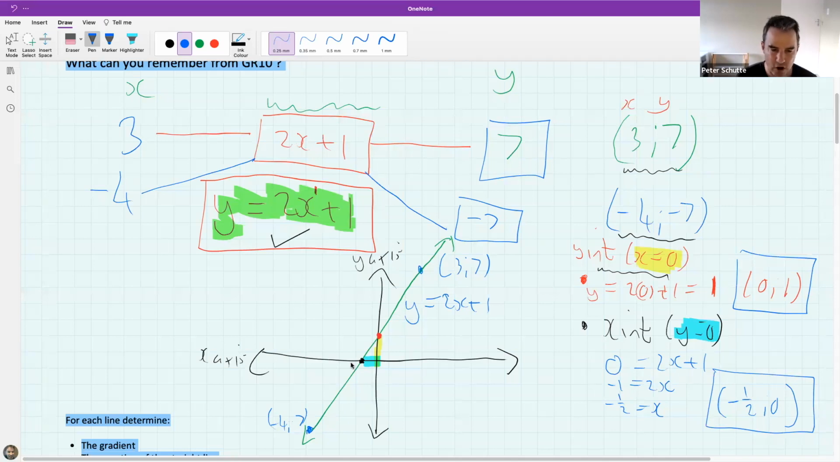Now, actually, before I move on, I want somebody to tell me another point that is on the straight line that I haven't given you already. I've given you 4 points so far. Give me a 5th one which you can work out is on the line. Maybe somebody can even put their hand up. Melly has raised their hand. Melly, I want to hear from you.